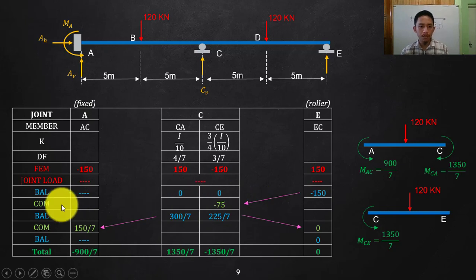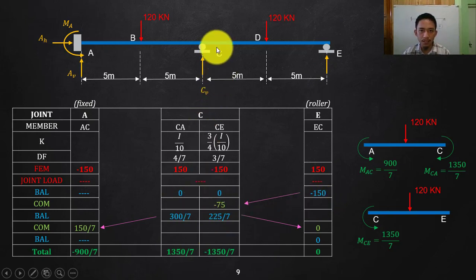Now, again, look at this. There is no moment here, but there is a moment at joint C. Because of that carried over moment, there is now a moment at joint C. So that is not equilibrium. Here, there is no transferred moment at joint E, so there's no problem about that. So, I need to balance that.